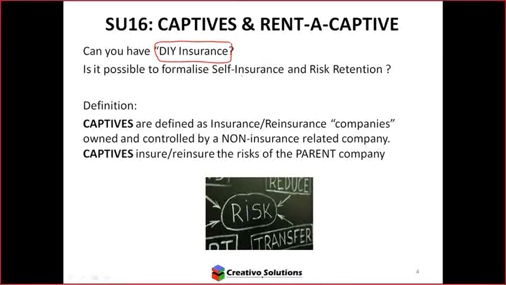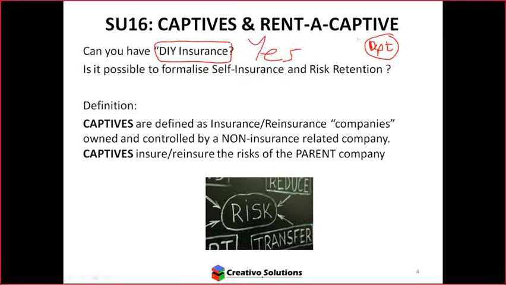Yes, you can. Right, so DIY insurance is when the company has its own department that processes its own claims. I don't know if your company has a captive, does it? You don't have an internal business unit that processes claims for certain risk events? No. Okay, so there are no captives.